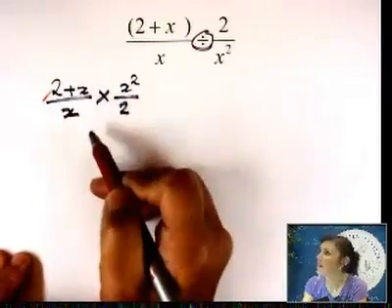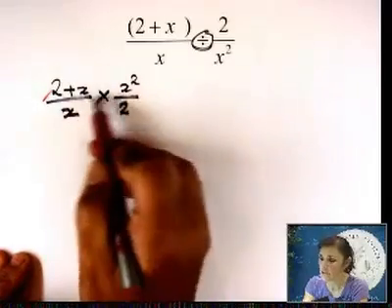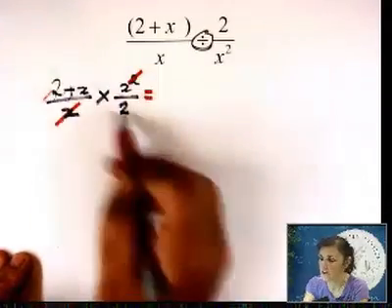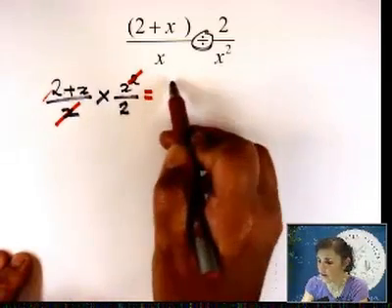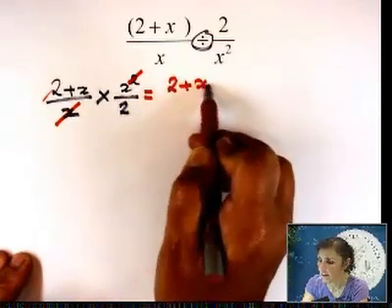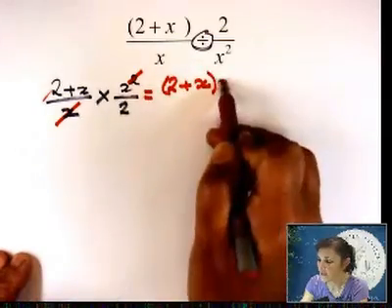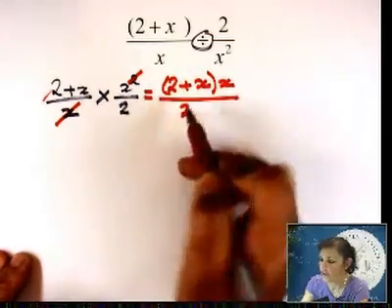The only thing you can scratch out is this x with that x because there's multiplication in the middle. X goes, and then one of the x's go. These 2's will stay as is. So you are going to have 2 plus x, leave it alone, times x over 2.